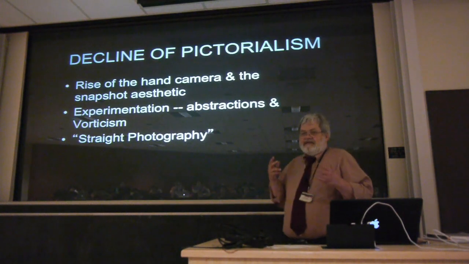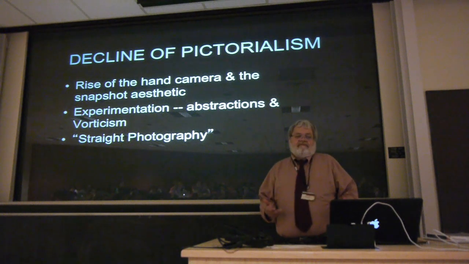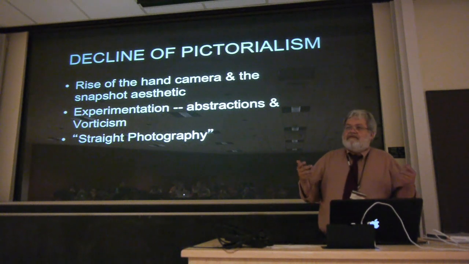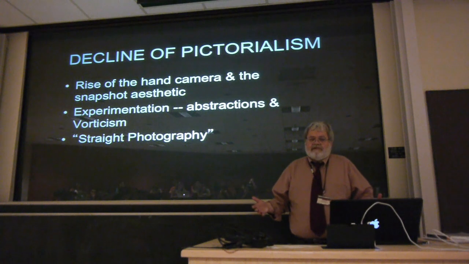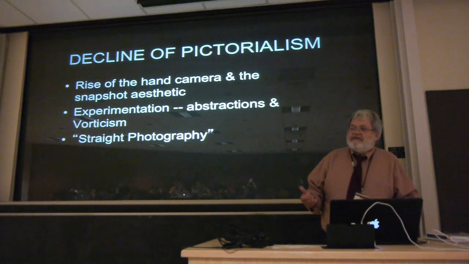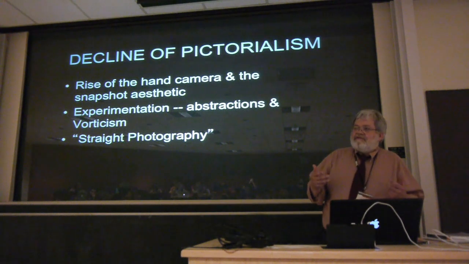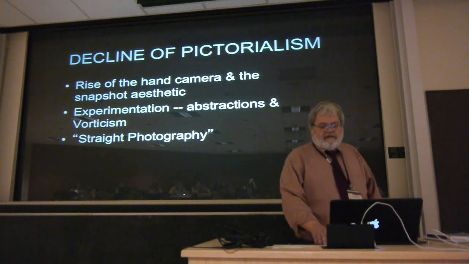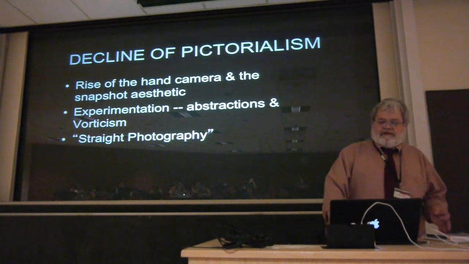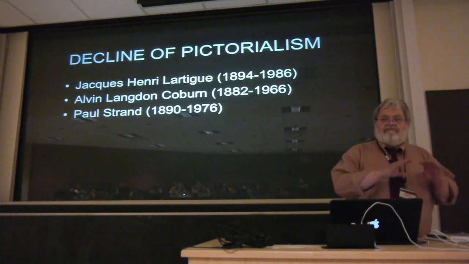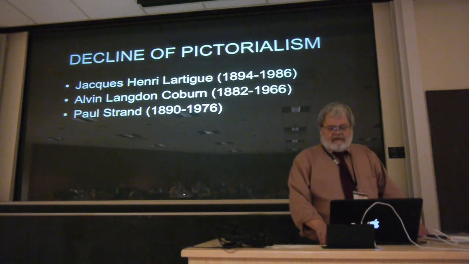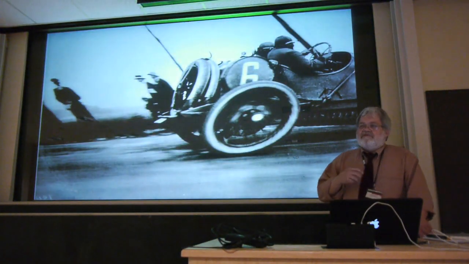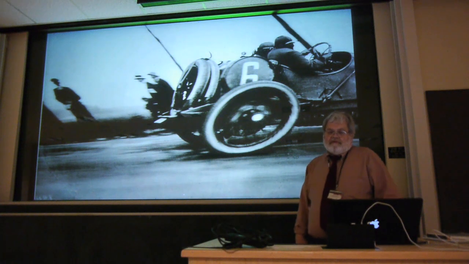Pictorialism began to decline rapidly in that atmosphere. The hand camera took the place of the view camera. Experimentation came in, and straight photography was again celebrated. We didn't have to manipulate the print any longer. We didn't have to make pretty pictures of landscape. By the 1920s, things were starting to take dramatic shape.